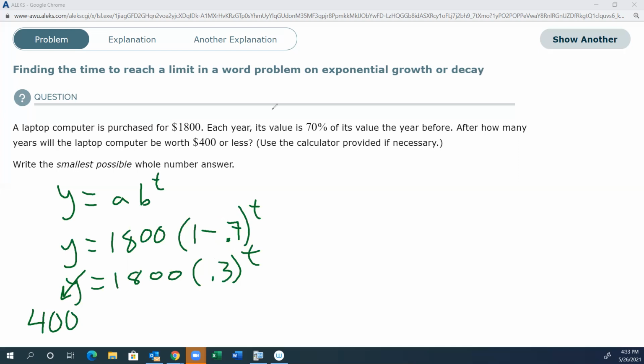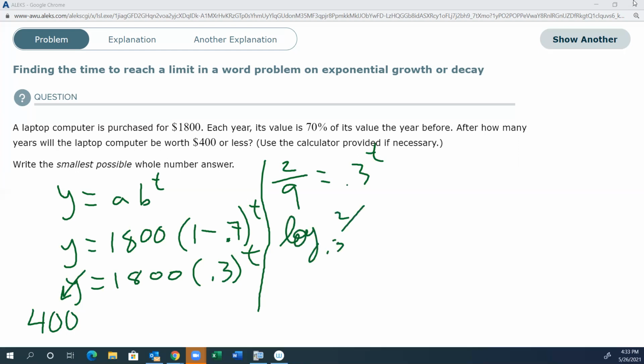But okay, so how are we going to do that? Well, we could divide both sides by 1,800. If you do that, 400 divided by 1,800 is 2/9. And now we could convert to log form. Log base 0.3 of 2/9 is t.